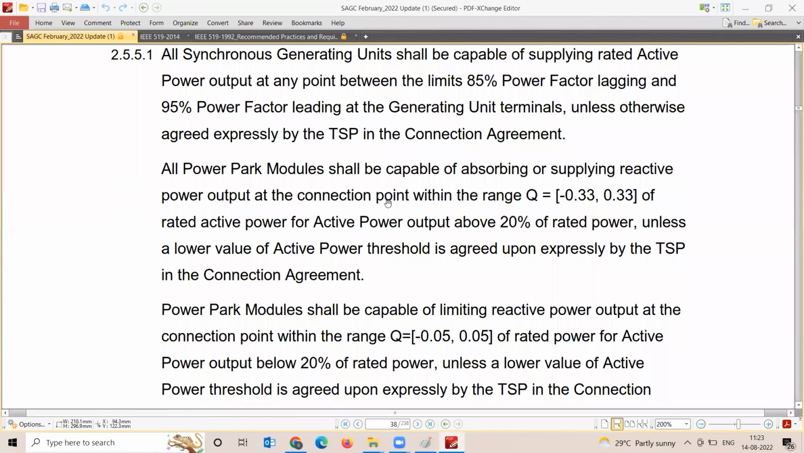Here at the connection point, not at the generating unit terminals. Look at the connection point within the range of minus 0.33 to 0.33 of rated active power. It is 0.85 power factor lagging and 0.95 power factor leading at the generator terminals. When we say 0.85 and 0.95 power factor, this is Q proportional to P. But here, Q of minus 0.33 and plus 0.33 is not proportional to P. It is a fixed number with respect to the active power.